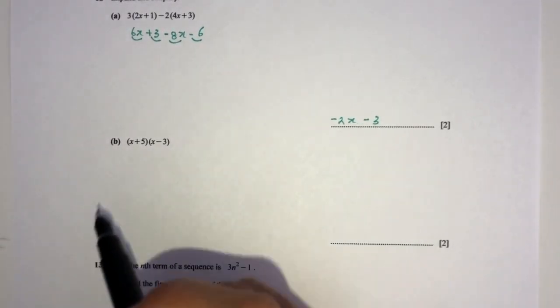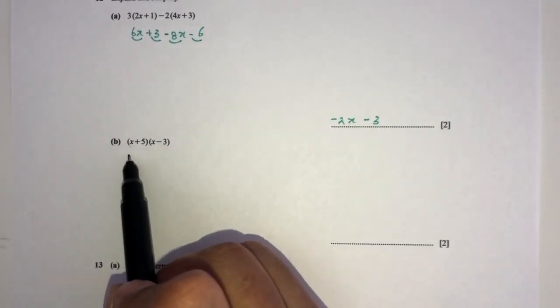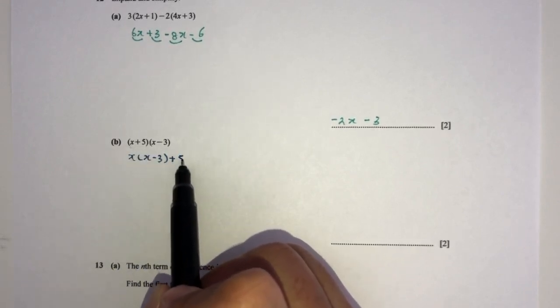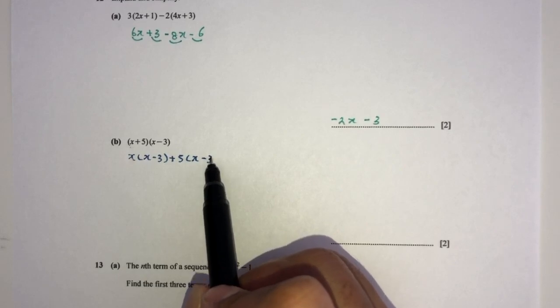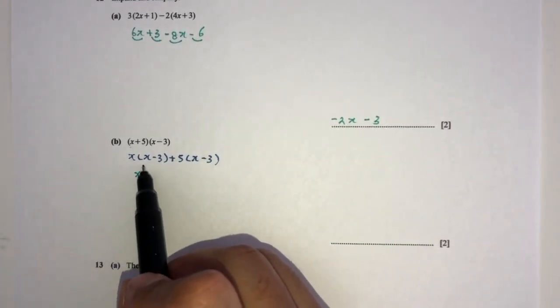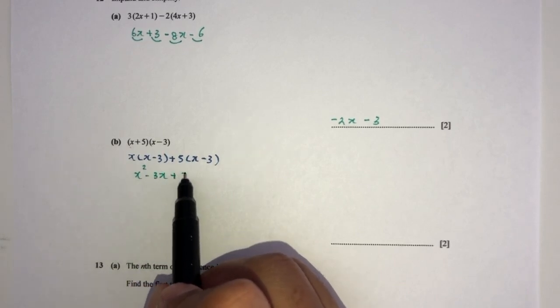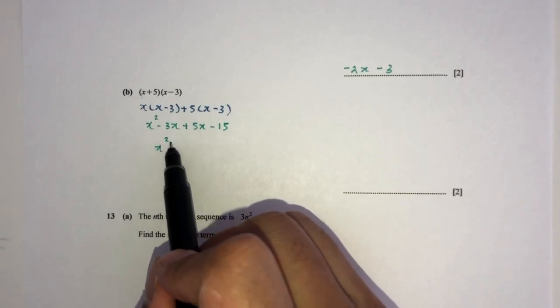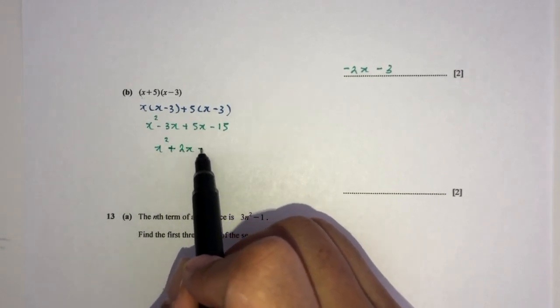Now for part B, expand again. So how would you do this? Take the first one, x, multiply by the other one. Here we have plus 5, and then multiplied by the other one. So 1 by 1, that will be x squared minus 3x plus 5x minus 15. That will be x squared plus 2x minus 15.